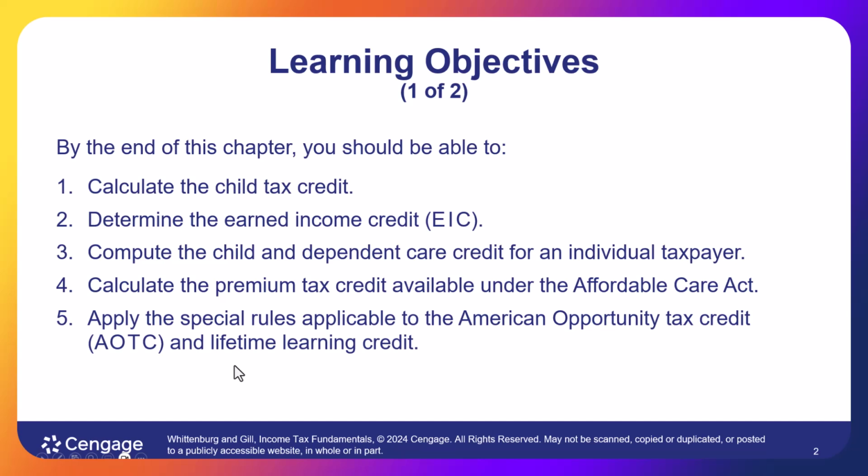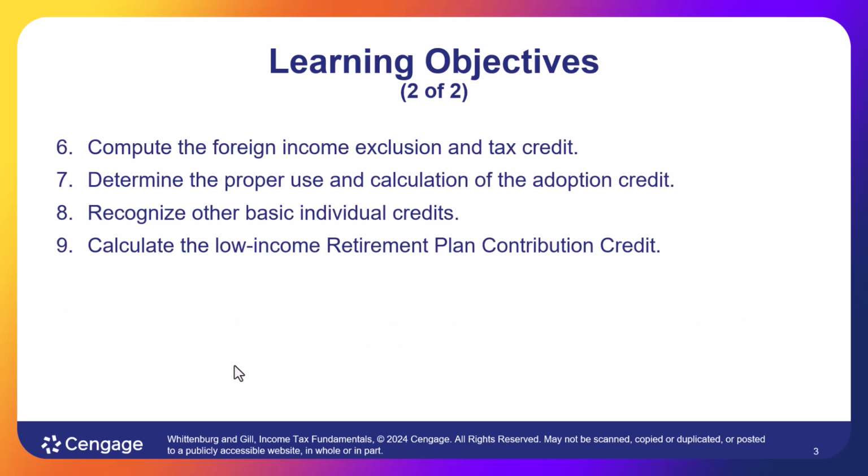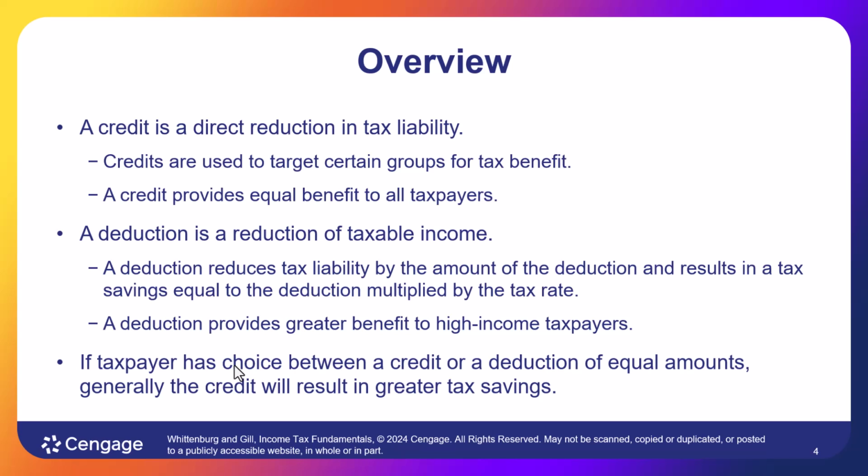So we are going to talk about calculating child tax credit, determining earned income credit, computing child and dependent care credit, as well as the premium tax credit under the Affordable Care Act, and the AOTC, American Opportunity Tax Credit, and Lifetime Learning, which is for higher education. We will compute foreign income exclusion and tax credit, determine adoption credit, recognize other basic credits, and calculate low income retirement plan contribution credit.